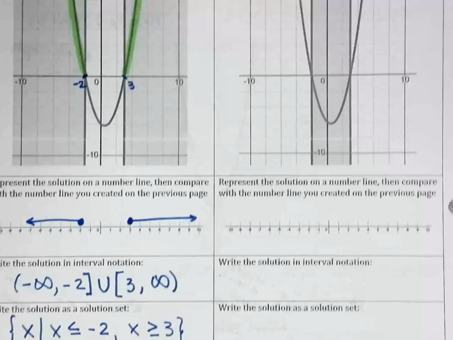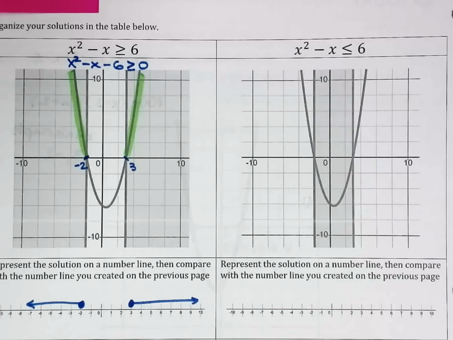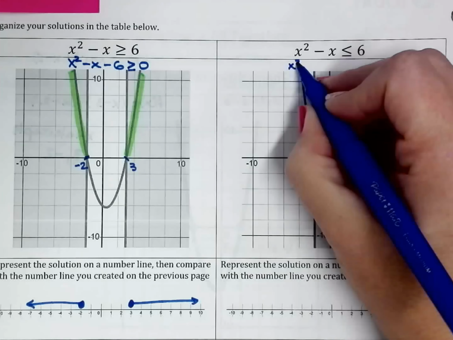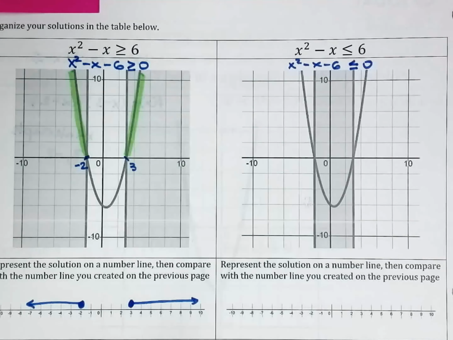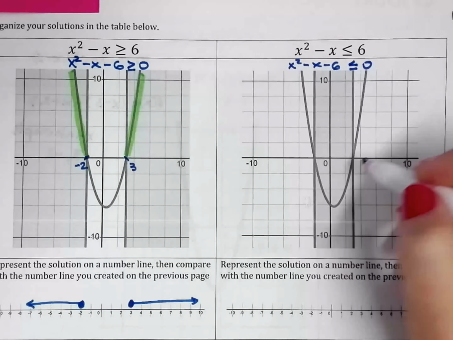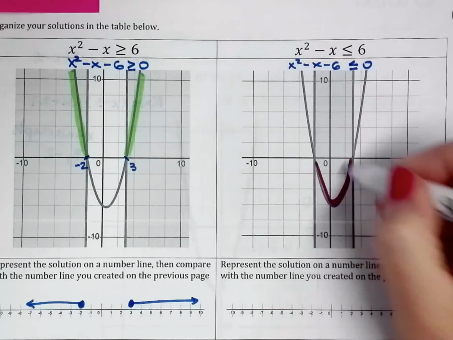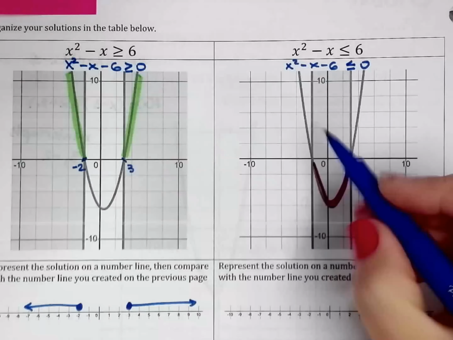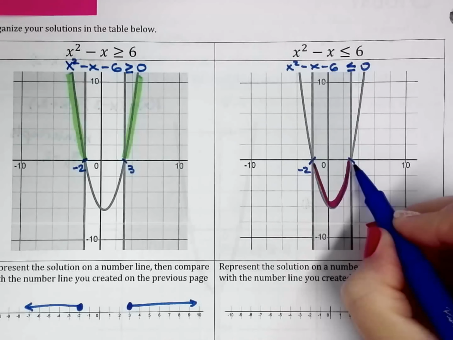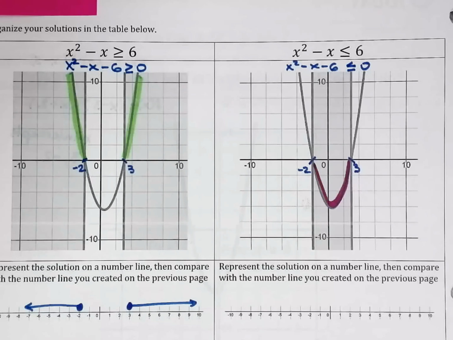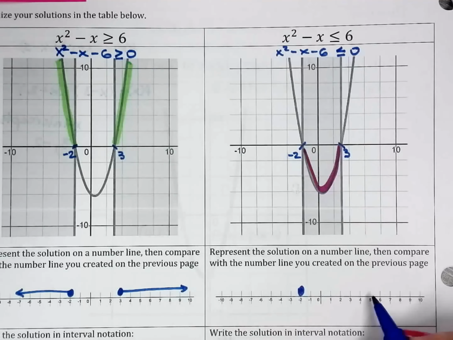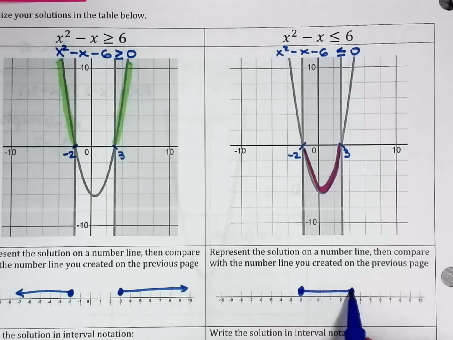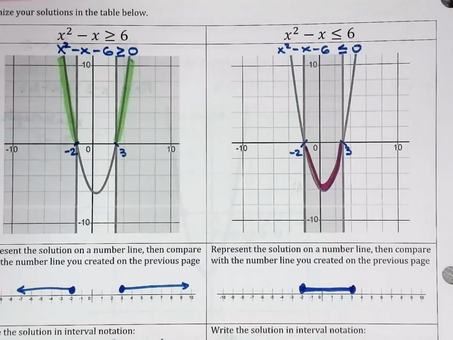Very similar to this. Now we have the less than or equal sign. So this is the graph that represents x squared minus x minus 6 is less than or equal 0. So in that less than or equal 0, the below 0, we're looking at these values right here. They're below 0 right there. And here I have -2 and 3 because from the previous page. Okay, so I have -2, +3, and all the values between -2 and +3.